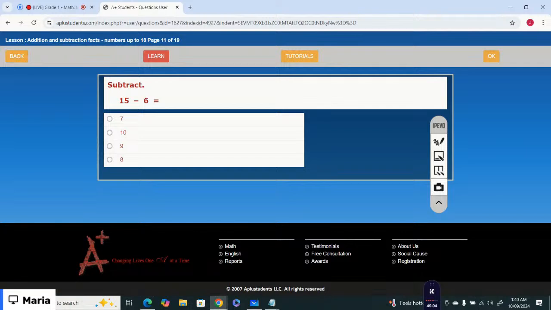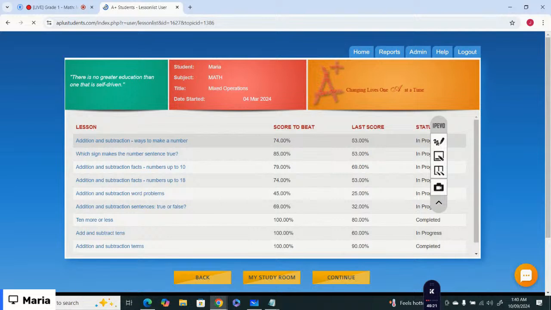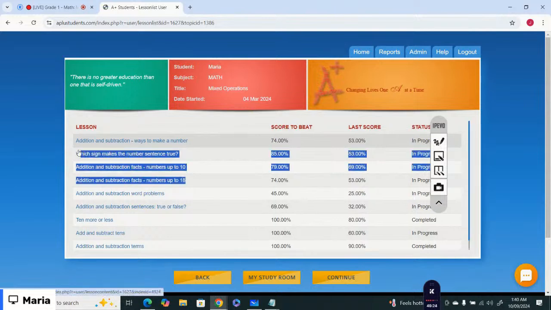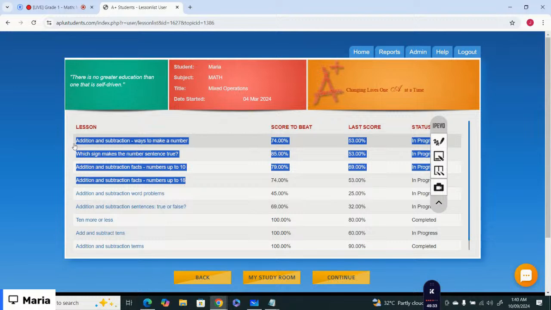So, we were working on grade 1 math. The chapter we were working on is mixed operations, and the lessons we have covered today are addition and subtraction, ways to make a number, which sign makes the statement, which sign makes the number sentence true, addition and subtraction facts numbers up to 10, and addition and subtraction facts numbers up to 18. So please make sure before the next session you can complete all the practice questions for the lessons we just did. That is your homework until next session, right?